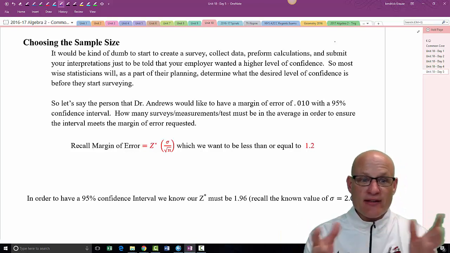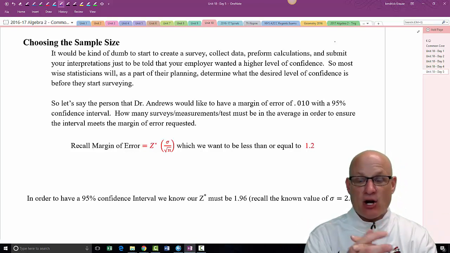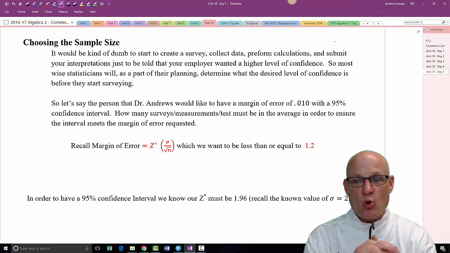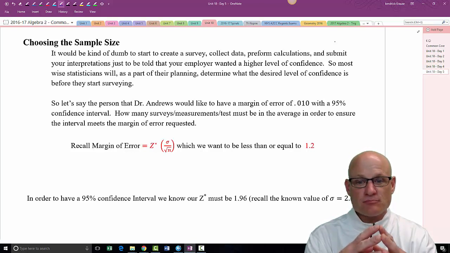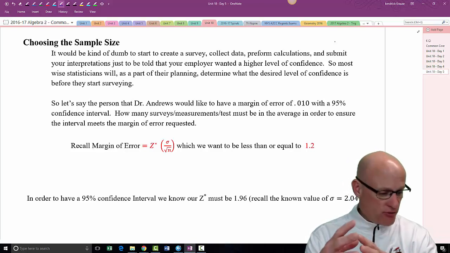Okay? So let's say that Dr. Andrews would like to have a margin of error of 0.010 with a 95% confidence level or confidence interval. How many surveys, measurements, or tests must be in the average in order to ensure the interval meets the margin required?